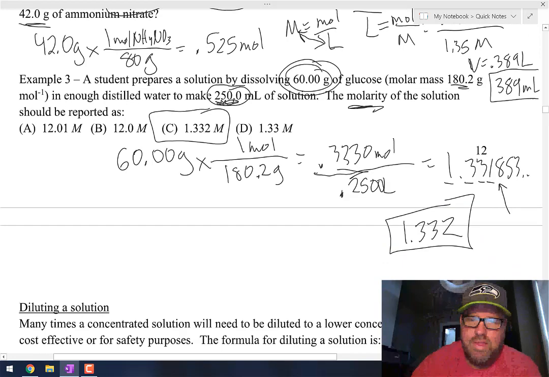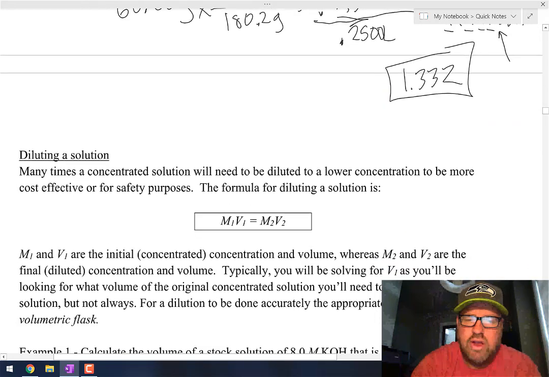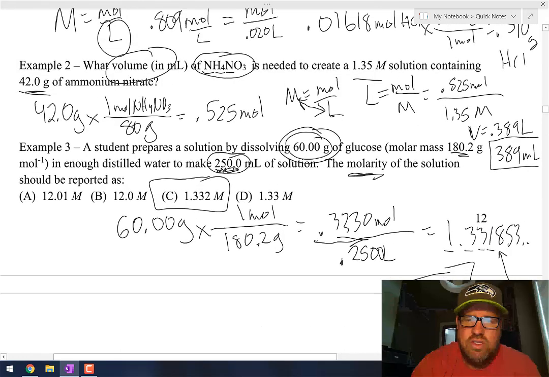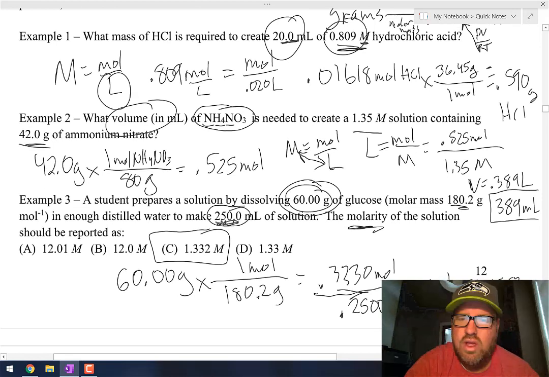Okay, and that's your introduction to molarity. Tomorrow we're going to talk about dilutions, and then we're going to talk about how to create a solution. But those are a good introduction on some basic problems dealing with molarity there.